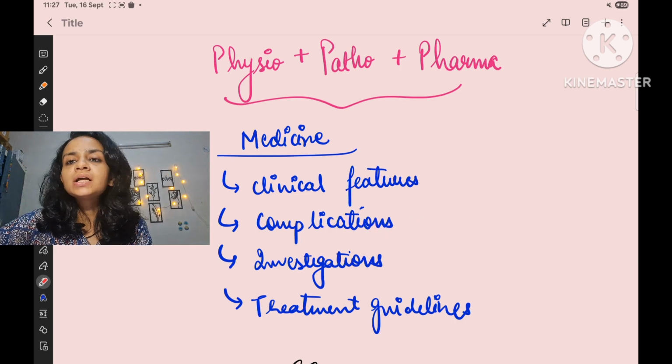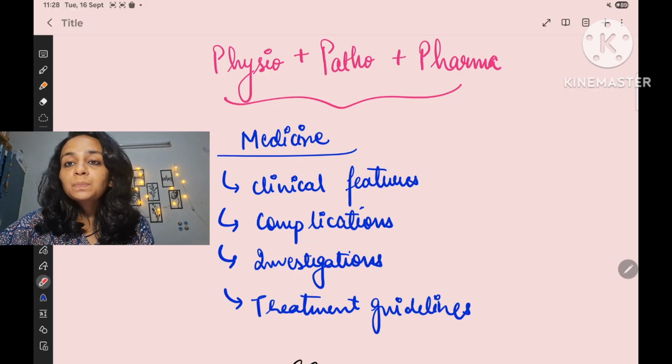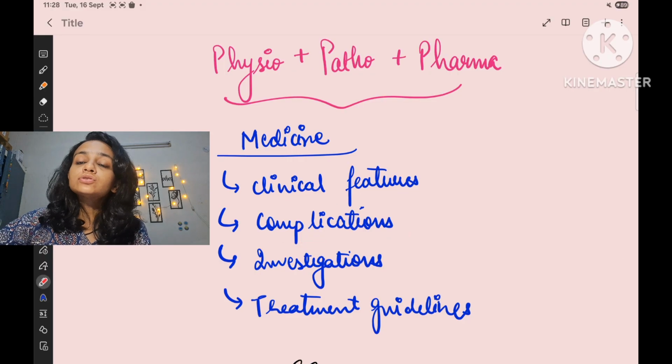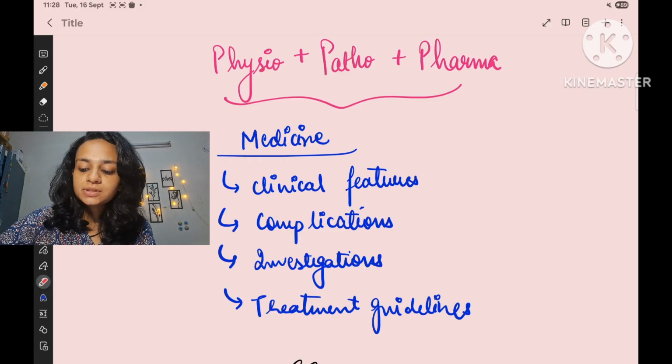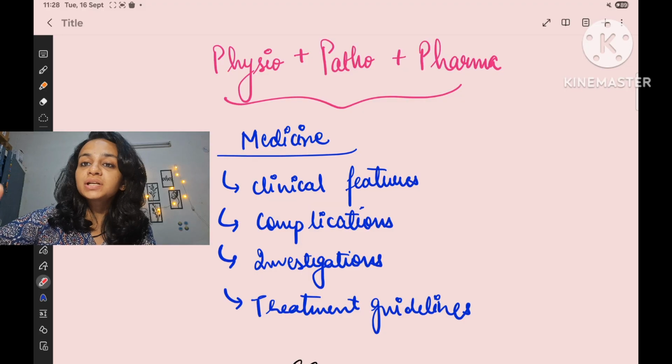Second is complications, because every disease has a chronic phase and acute phase and complications. So what made that patient come to the emergency because of so and so condition, so and so symptoms. So you should know the clinical features and complications of diseases that you will study in medicine.